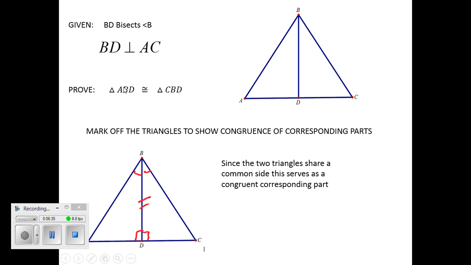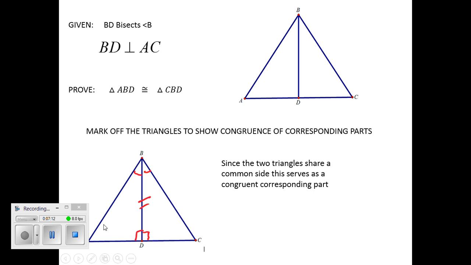So notice what I do. I mark it off according to the information provided. BD bisecting angle B allows me to indicate these two angles up here are congruent. I also had the perpendicular condition, which meant that I could put the box down here to indicate that the right angle exists. And they also have this common side, which they share.